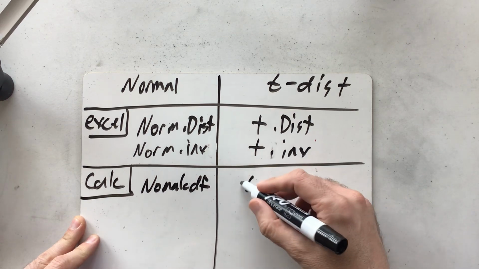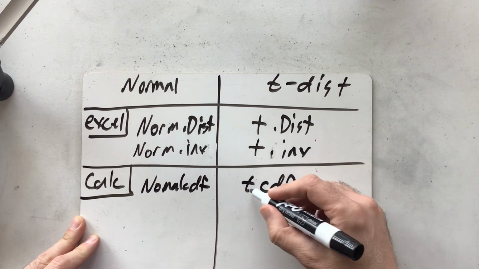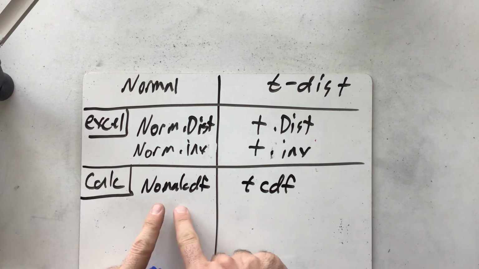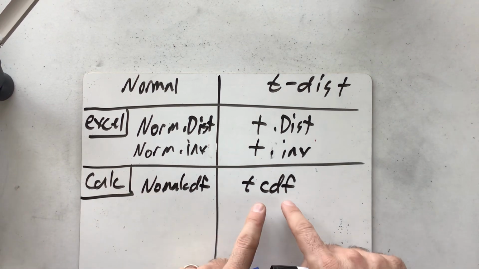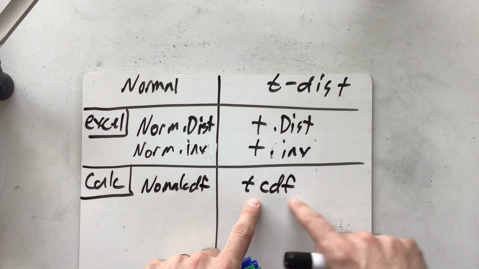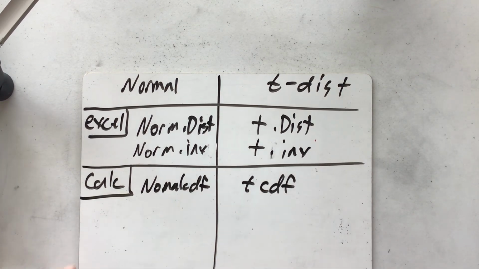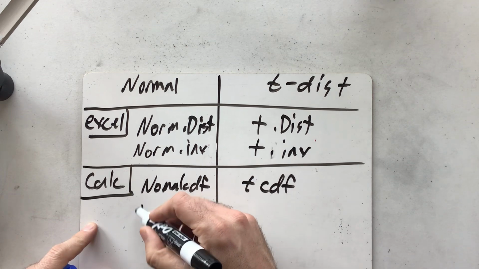And over here, we'll have T CDF, and it'll work the exact same way. So normal CDF, you give an upper and a lower, and then your mean and standard deviation. Here you give an upper and a lower, and then your degrees of freedom, and the numbers come out the exact same.